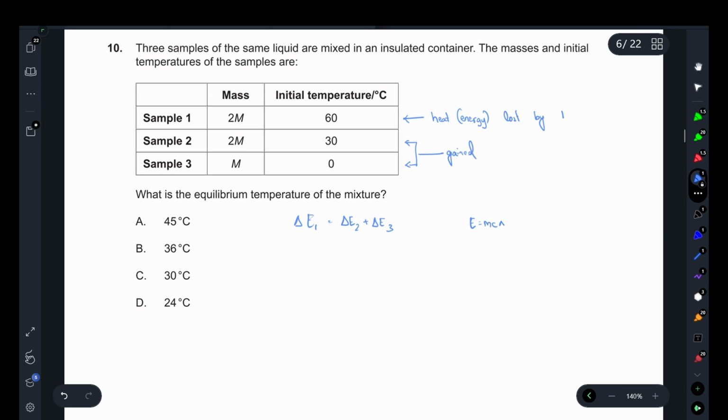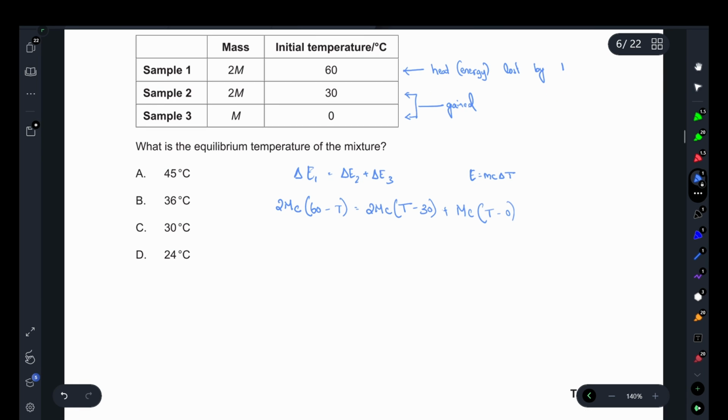Now let's use the formula E is equal to mc delta T. So here we have 2mC, and let's assume our final temperature is T. So delta T will be 60 minus T, which is equal to 2mC, and here our final temperature is going to be higher than our initial, so 30 T minus 30, plus mC, T minus 0.